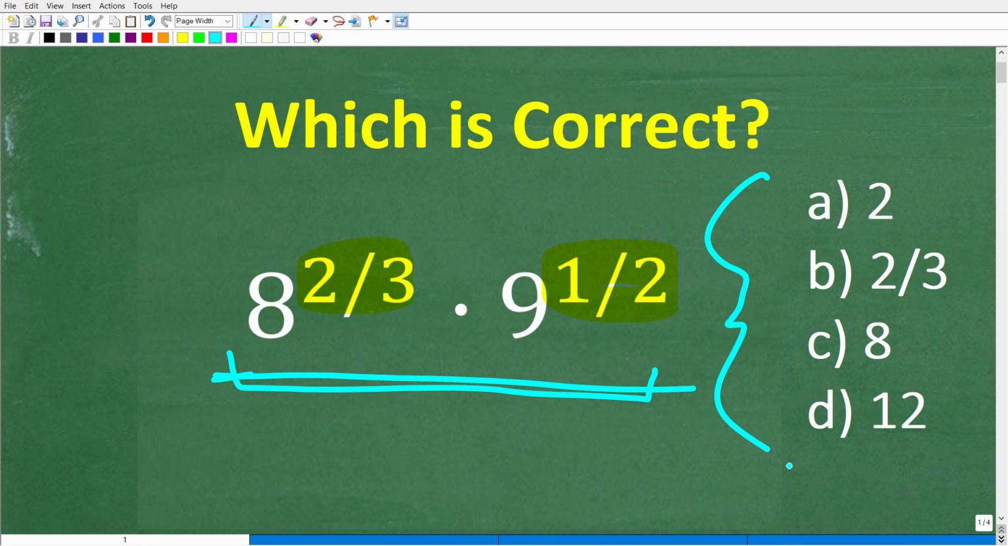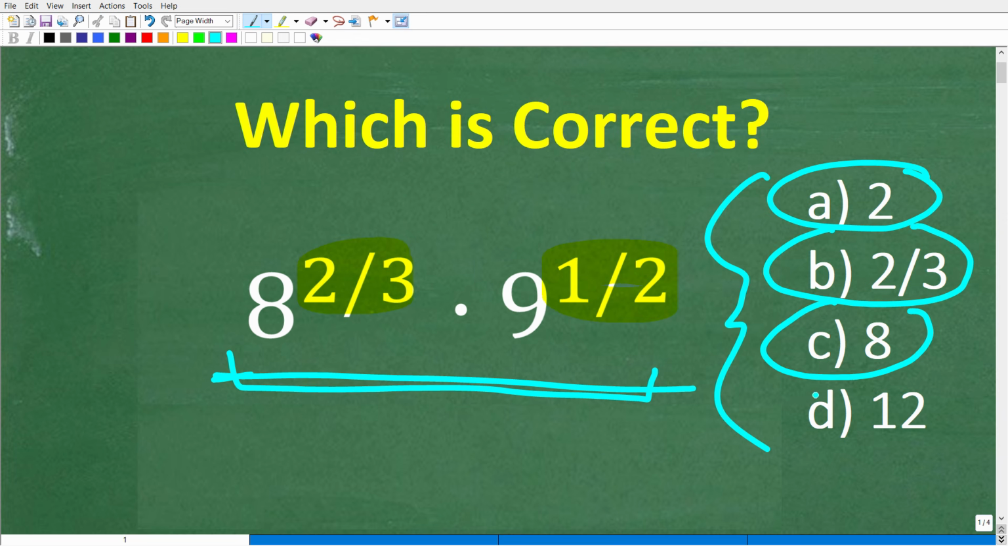We do have a multiple choice question, and let's take a look at our answers here. A is 2, B is 2/3, C is 8, and D is 12. Once again, no calculators, but if you could figure this out, go ahead and put your answer into the comment section. I'll share the correct answer in just 1 second. Then, of course, I'm going to walk through step by step how to solve this problem without using a calculator.